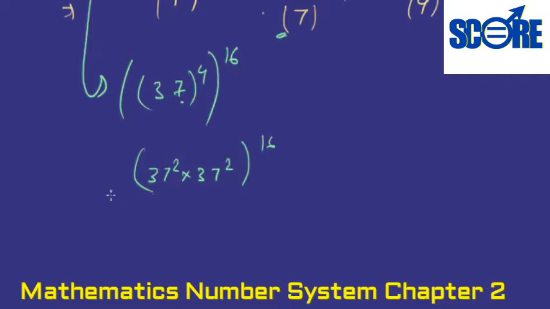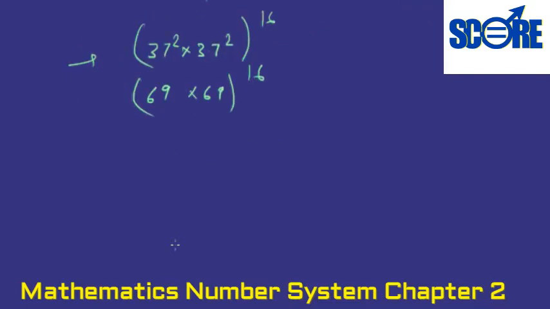Now here we use the second concept we have learned, of the square. 37 square means 50 minus 13 square, and 13 square is 69, so 37 square is 69. Here I can say the last two digits are 69, that is 50 minus 13 giving 37 square. I get 69 raised to power 16. Now 69 into 69 is 69 square, raised to power 16.